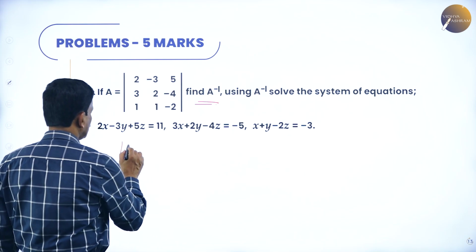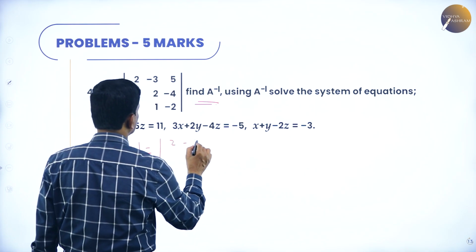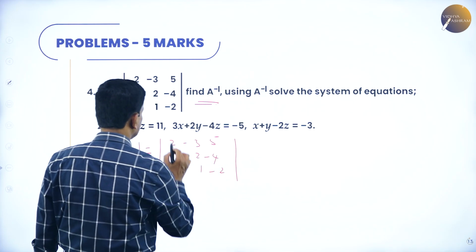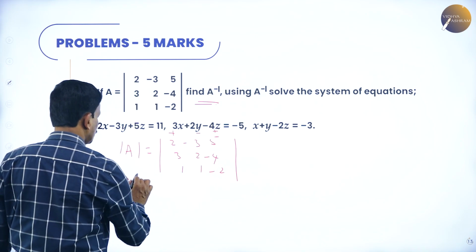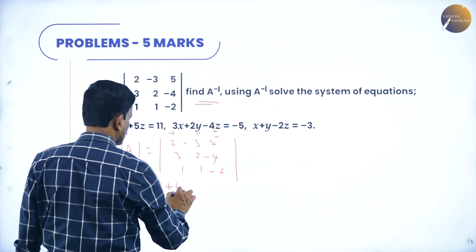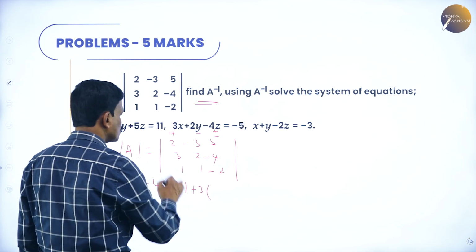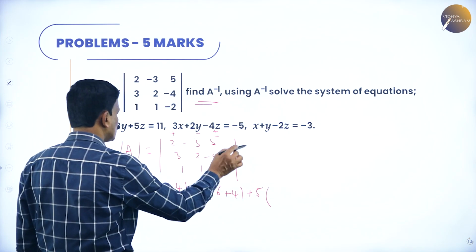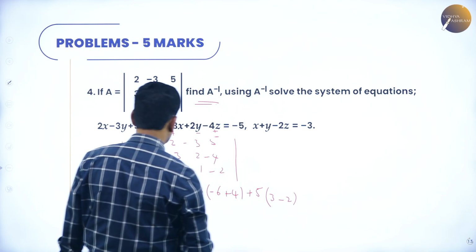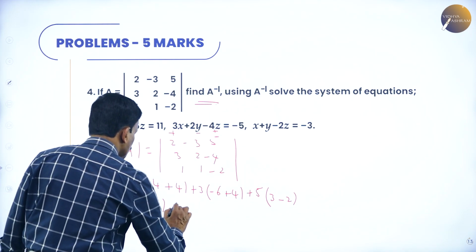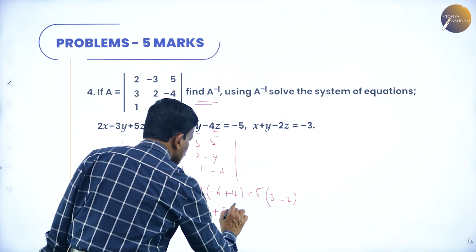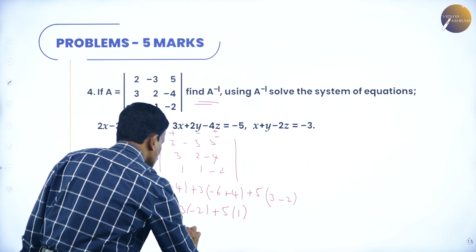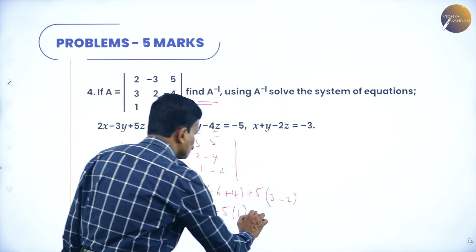Before that, write down the determinant. Determinant of A is equal to 2, minus 3, 5, 3, 2, minus 4, 1, 1, minus 2. So, this is plus, minus and plus. 2 into minus 4, minus into minus plus 4, minus 3 into this row and column is gone, 2 3s are 6 plus 4, plus 5 into this row and column is deleted, 3 1s are 3 minus 2. This is 2 into 0 plus 3 into minus 2 plus 5 into 1. This is 0 into 2 is 0, 3 2s are 6, minus 6 plus 5, that's equal to minus 1.